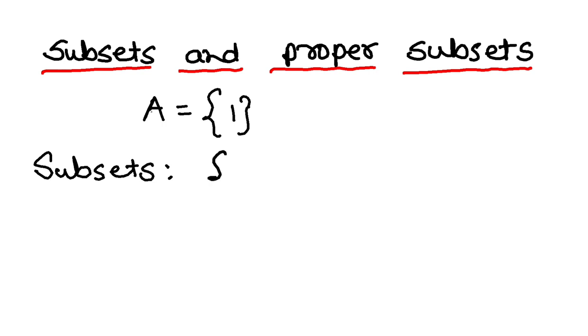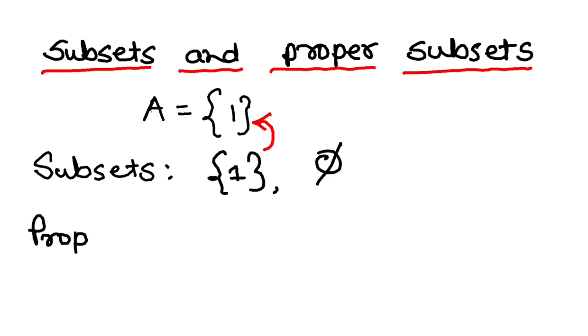One possibility is {1}. This is a subset of this, isn't it? Because all the elements of the subset are in the set A, and we all know that phi, the null set, is a subset of all the sets. So my second subset is phi. Now which are the proper subsets then? Proper subsets, now we have to neglect this one, right, because it is not a proper subset. So my proper subset is only phi.